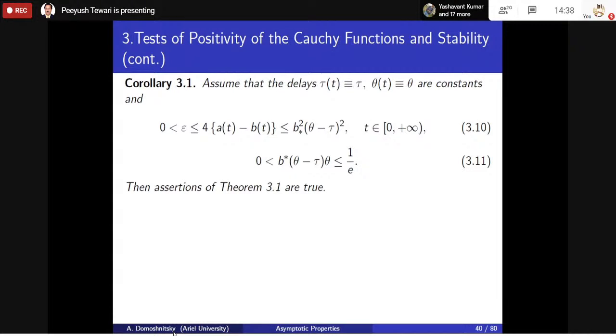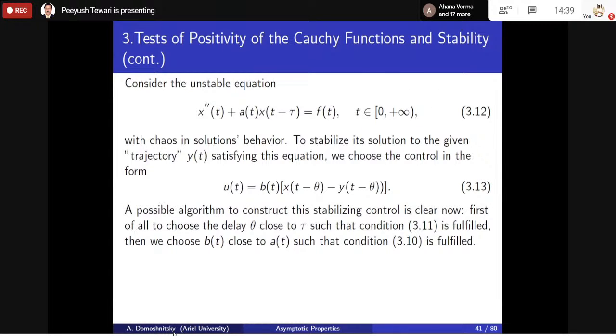And what can we do if the delays are constant? If the delays are constant, we have a very simple assertion 3.11, which gives us smallness of the difference of delays. And here we have a very simple condition for the difference of the coefficients. Okay, next one.